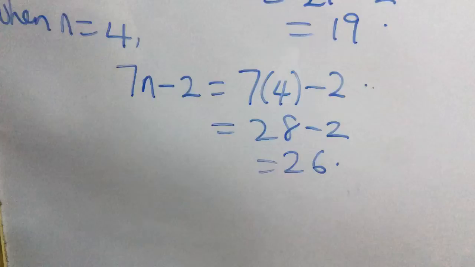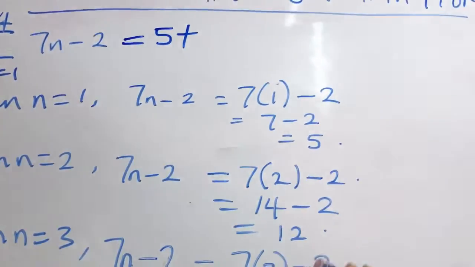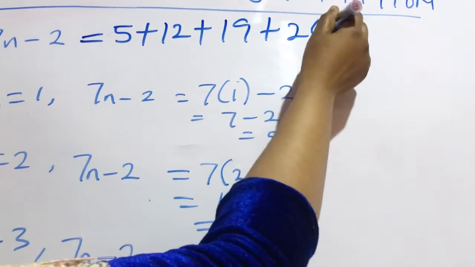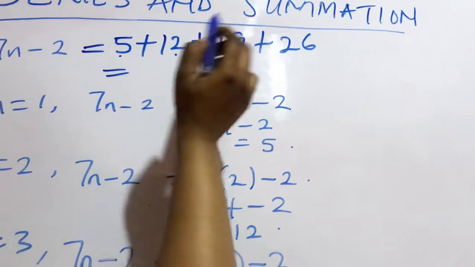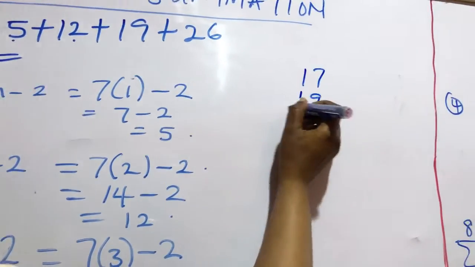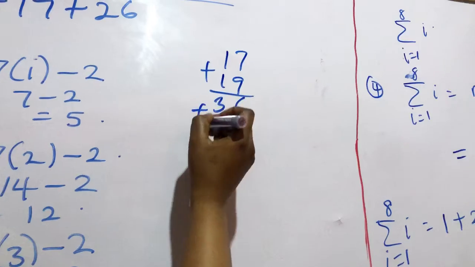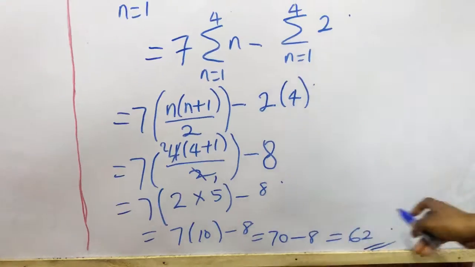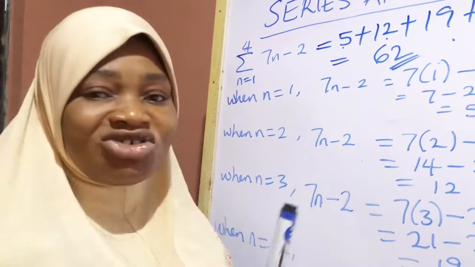Now write it back here. So the first one is 5 plus 12 plus 19, then plus 26 is equal to, so let's take this one. 5 plus 12, 17. 17 plus 19, that is 36. 36 plus 26 is 62. It's equal to 62. Can you see? We got the same answer. We got 62 here when we used the formula, and we got 62 here. So it's now your choice to go for the one that interests you most.